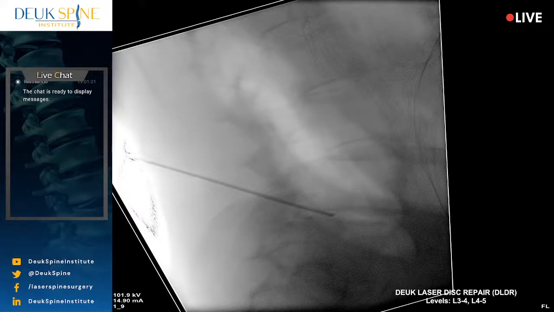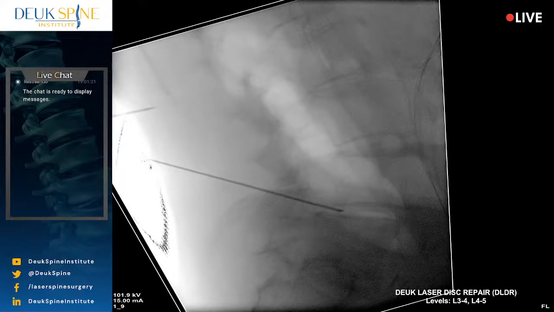She's got a grade 1 listhesis at 4 on 5. You're doing really good, by the way. Now we're going to go 3, 4. We've already numbed up the skin. Her problem is narrowing of the spine and herniated discs. It's a little higher than I want to be.